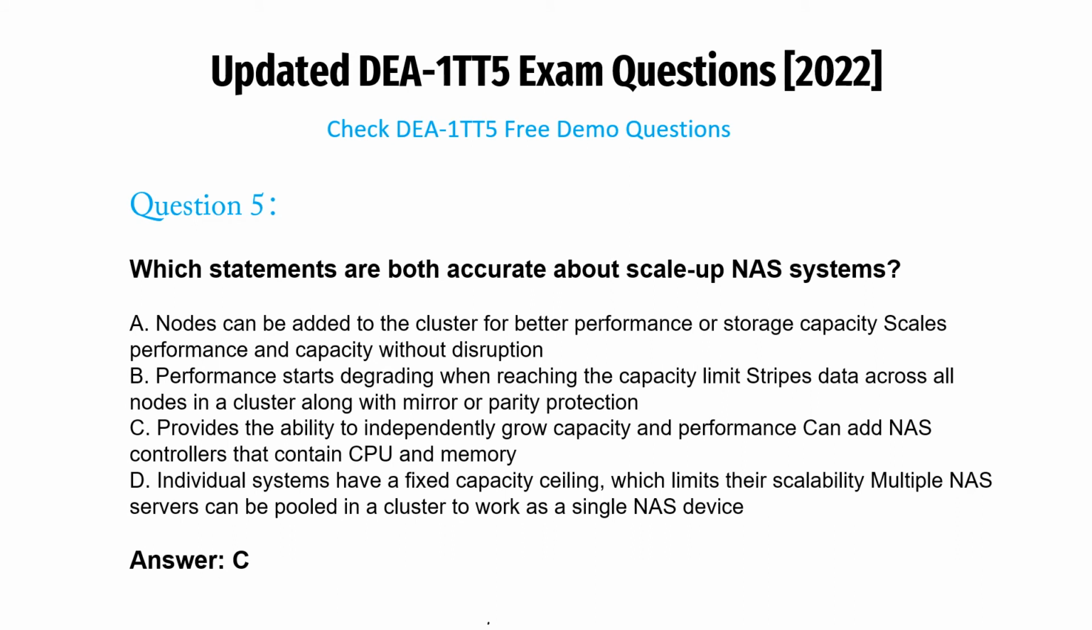Question 5. Which statements are both accurate about scale-up NAS systems? A. Nodes can be added to the cluster for better performance, or storage capacity scales performance and capacity without disruption. B. Performance starts degrading when reaching the capacity limit. C. Stripes data across all nodes in a cluster along with mirror or parity protection. D. Provides the ability to independently grow capacity and performance. E. Can add NAS controllers that contain CPU and memory. F. Individual systems have a fixed capacity ceiling, which limits their scalability. G. Multiple NAS servers can be pooled in a cluster to work as a single NAS device. Answer. C.